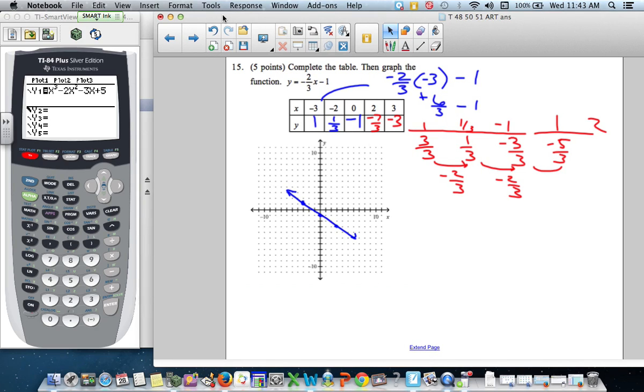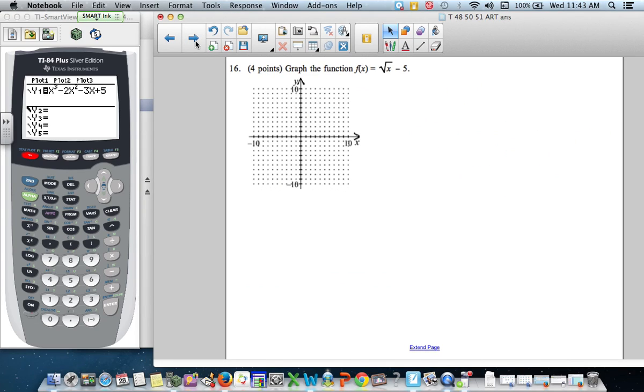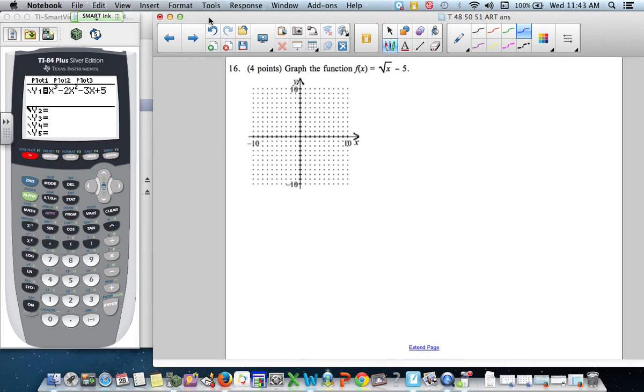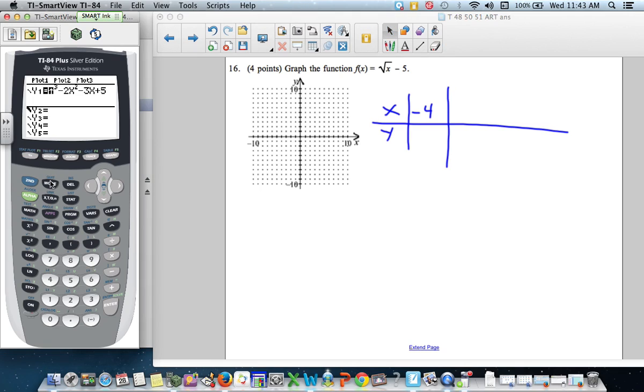So there's a linear. The next one has a square root in it. And this one doesn't have a table. So that's where you're going to want to make the table. And normally I would tell you to pick some negative values for your table. But what's going to happen when you try to take the square root of -4? It says error. If I take the square root of -4 minus 5, it will say error because you can't take square roots of negative numbers.